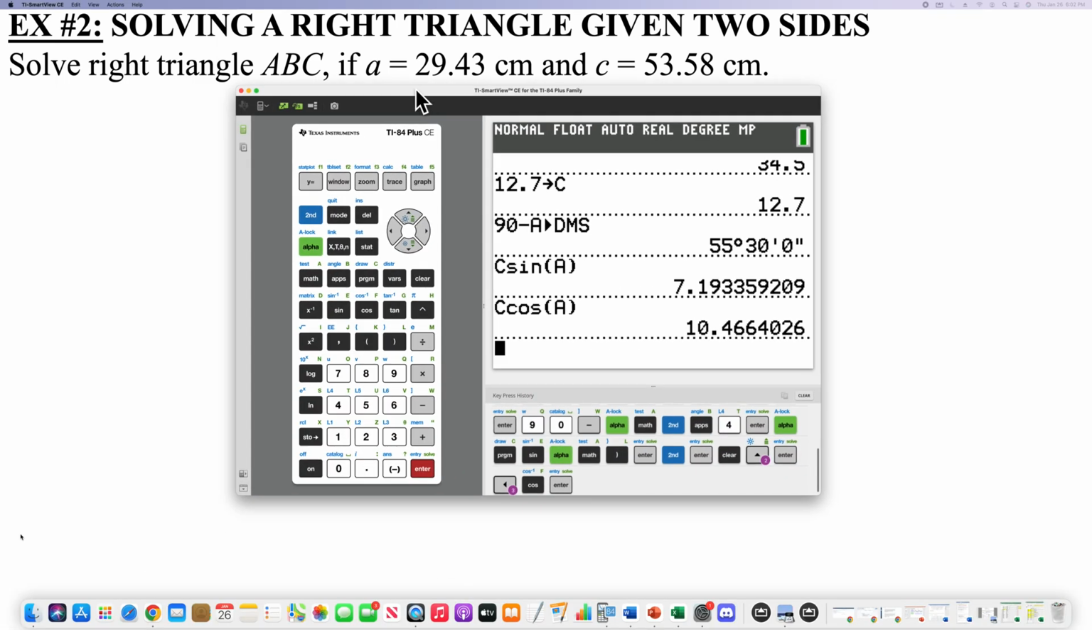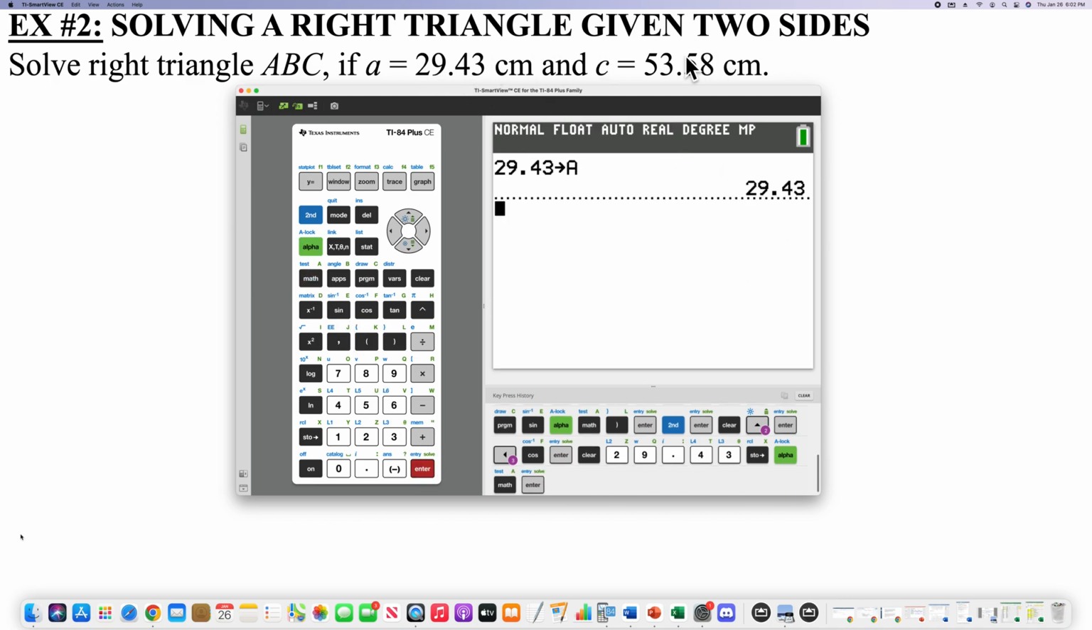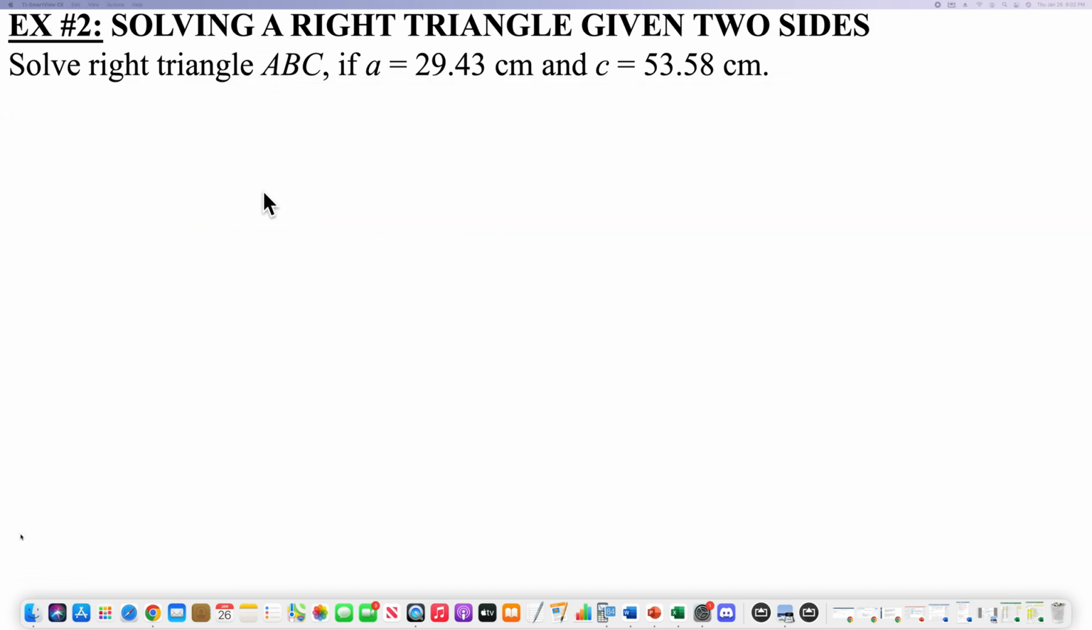All right, example number 2. We're given 2 sides here. A is 29.43, C is 53.58. Get my calculator, clear my screen. I'm storing this for A. If they give you 2 sides of a right triangle, you're going to need the Pythagorean theorem to find the third, and I don't want to be typing these in and squaring them. It's just going to be easier to store it. 53.58, we'll store that in alpha C. Okay, they're stored.